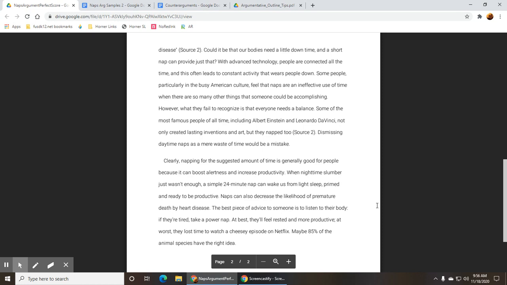Some of the most famous people of all time, including Albert Einstein and Leonardo da Vinci, not only created lasting inventions in art, but they napped too. Source 2. Dismissing daytime naps as a mere waste of time would be a mistake. Clearly, napping for the suggested amount of time is generally good for people because it can boost alertness and increase productivity. When nighttime slumber just wasn't enough, a simple 24-minute nap can wake us from light sleep, primed and ready to be productive. Naps can also decrease the likelihood of premature death by heart disease.